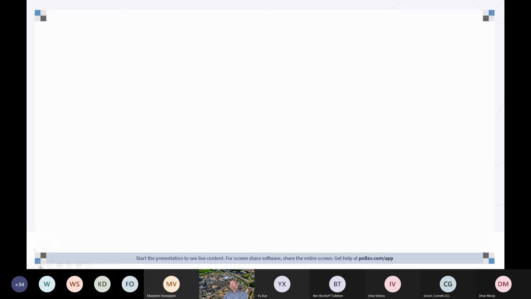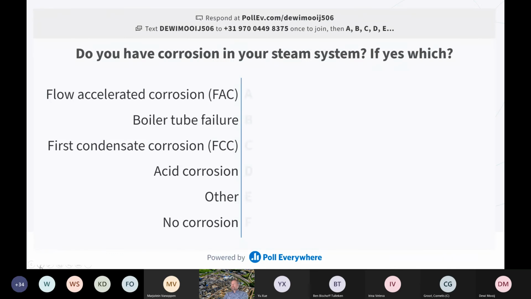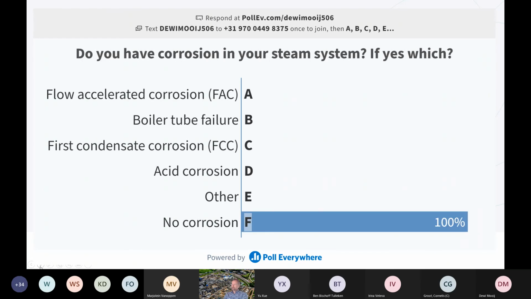We go to the next slide. Do you have corrosion in your steam system? If yes, which? Or nobody has corrosion in the steam systems.